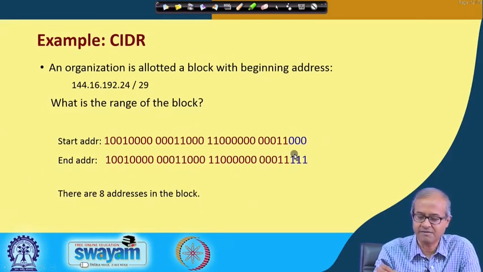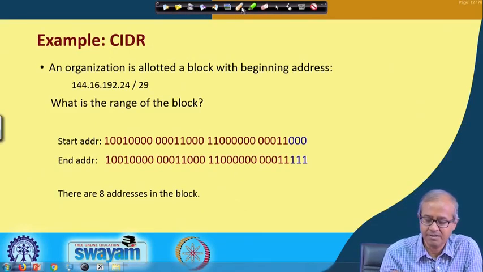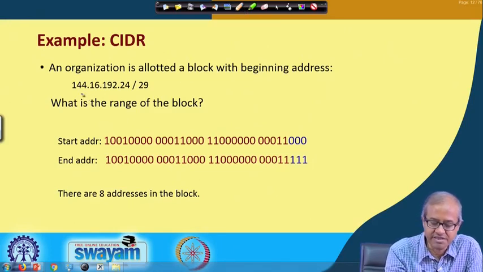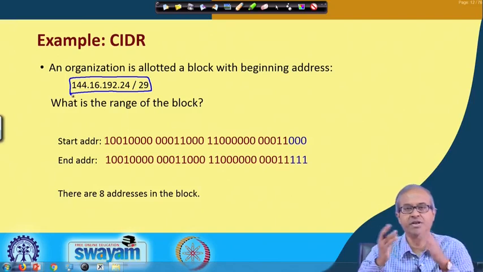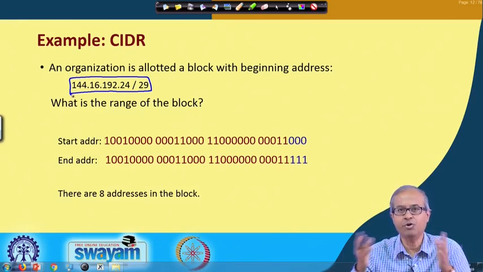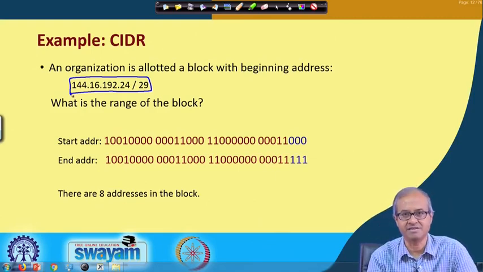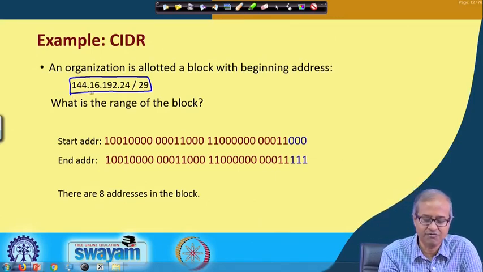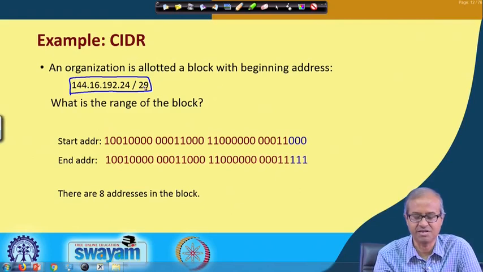So, let us take a very specific example. Suppose an organization is assigned a CIDR network like this. Nowadays, when you ask for an address, you will not be given a class A, B or C IP address, you will be given a CIDR address like this: 144.16.192.24/29.